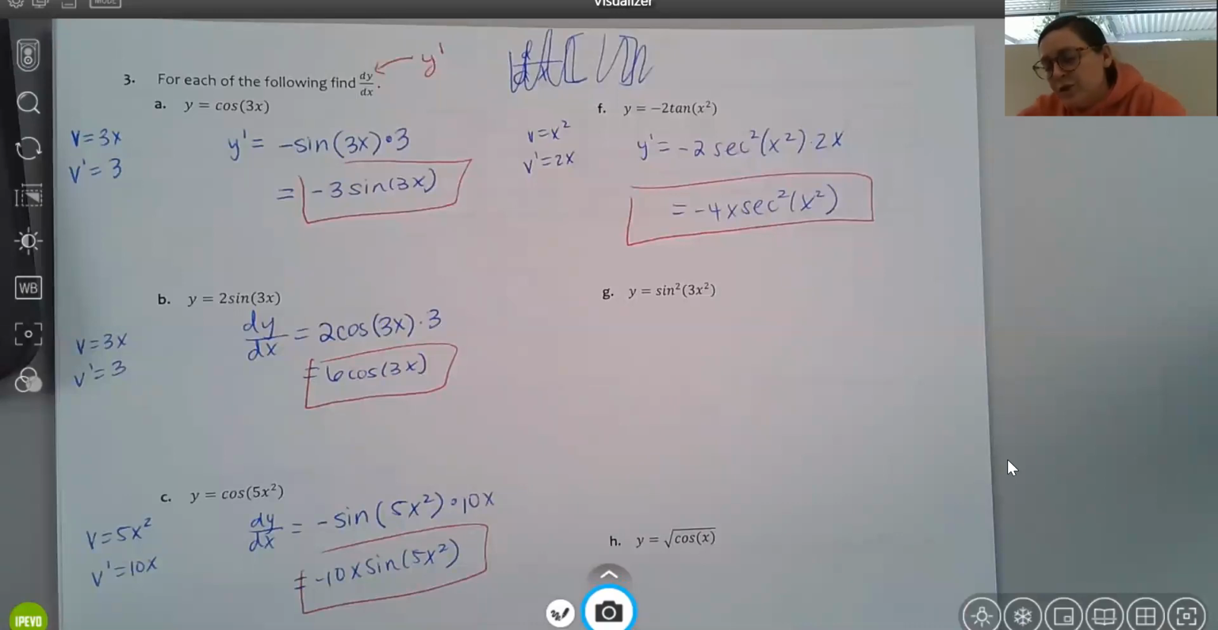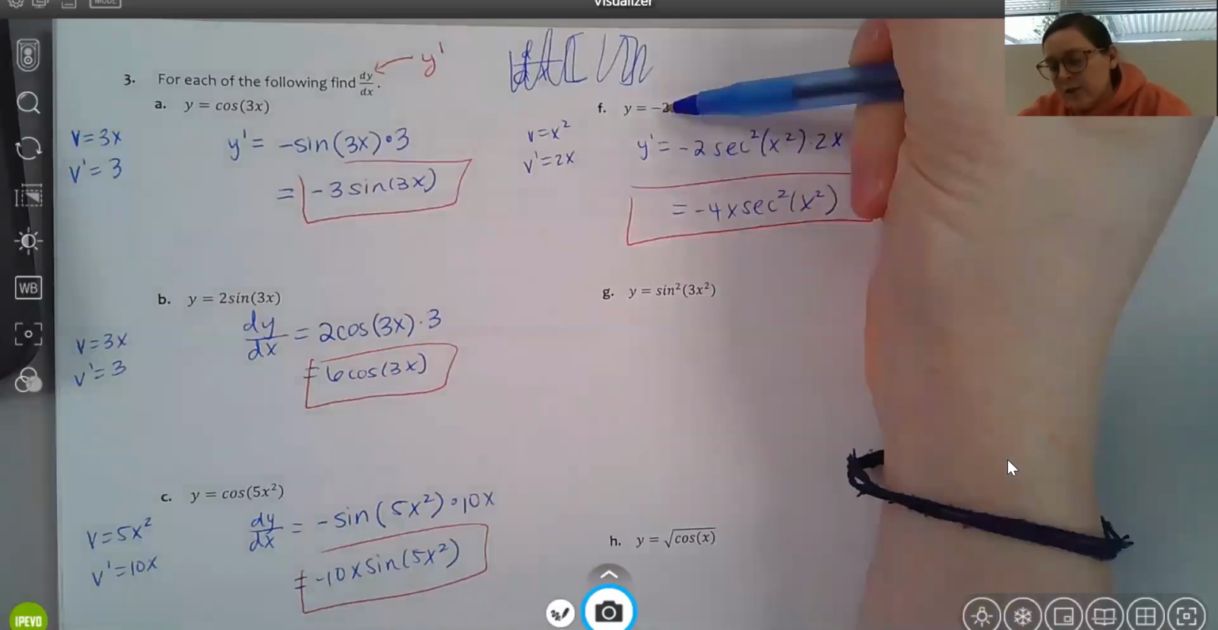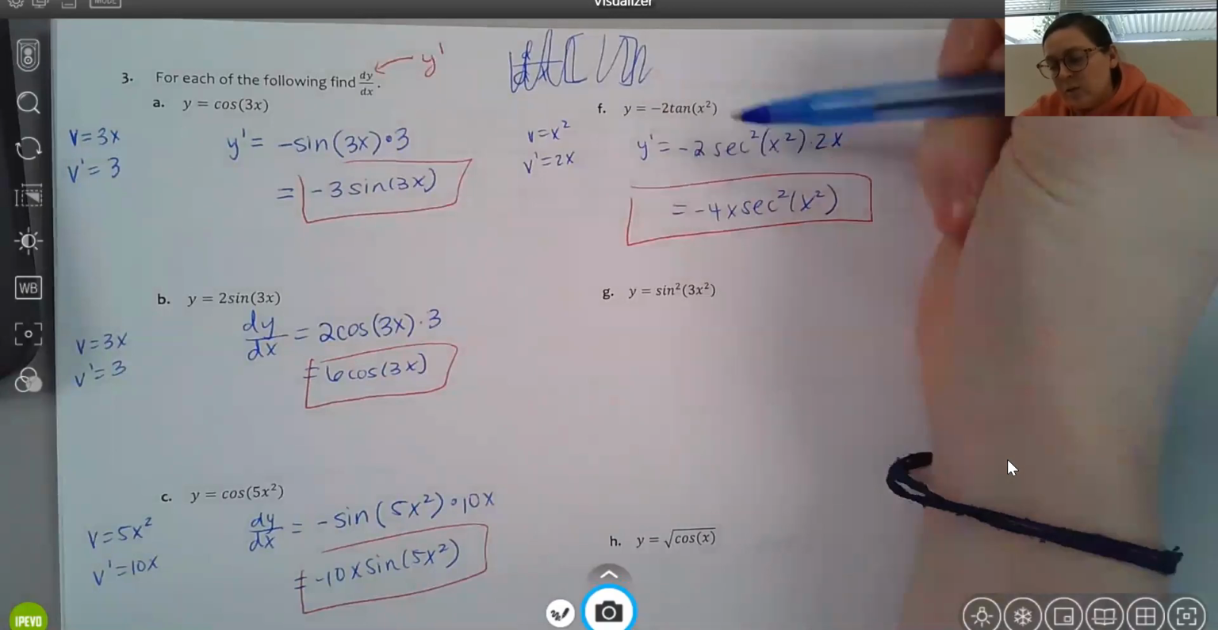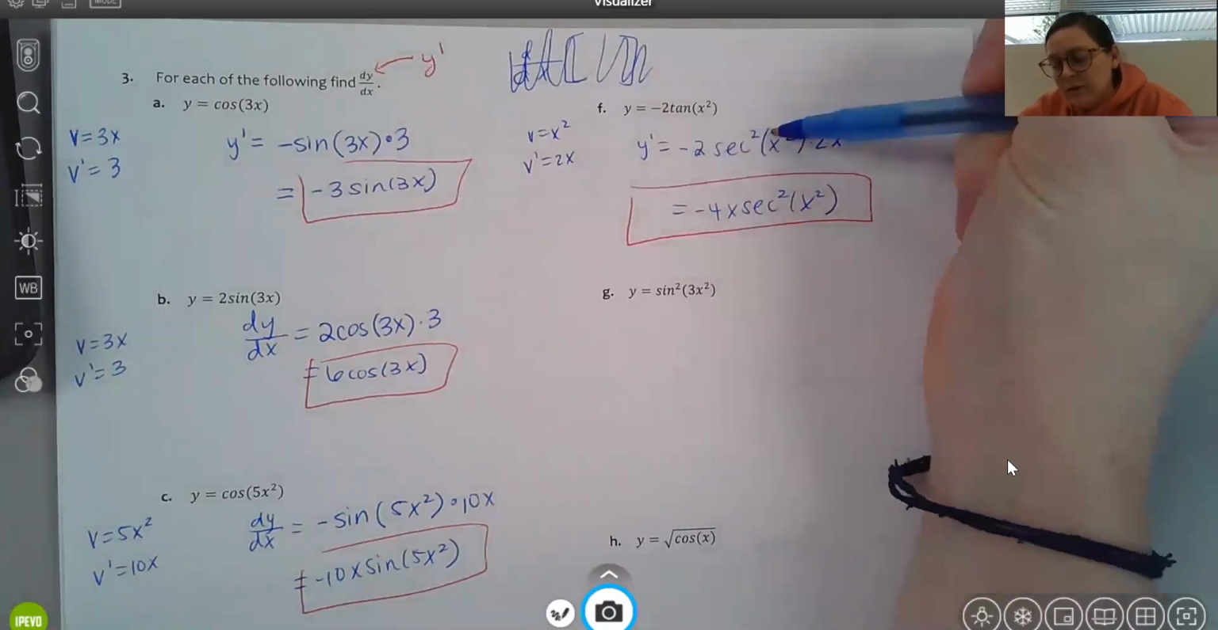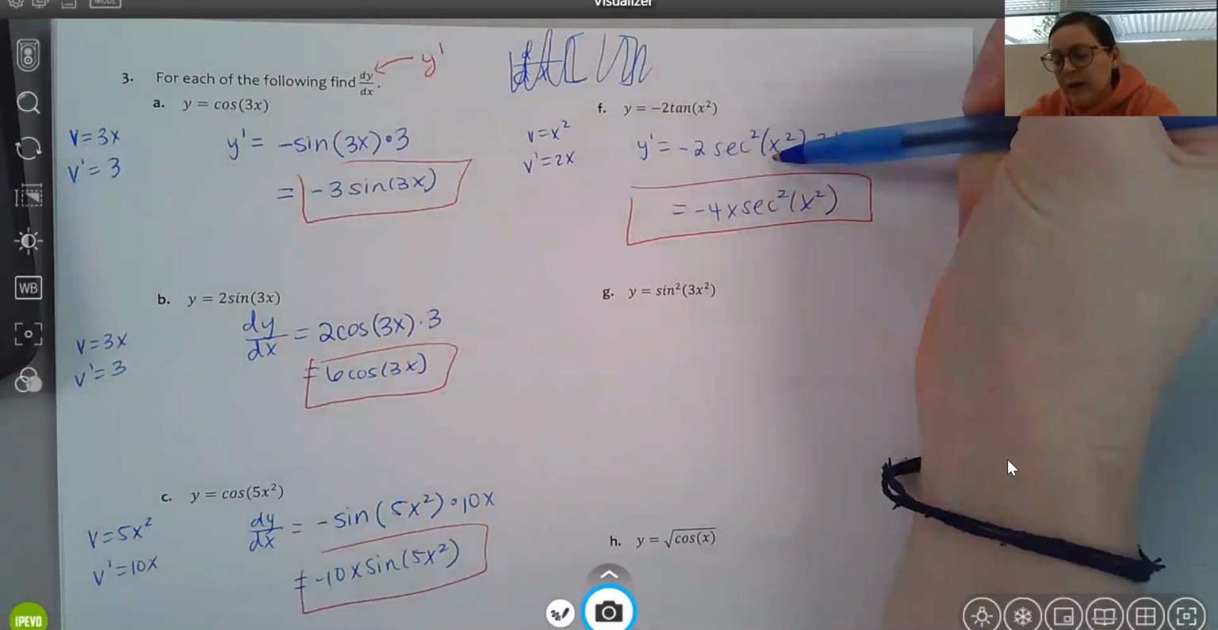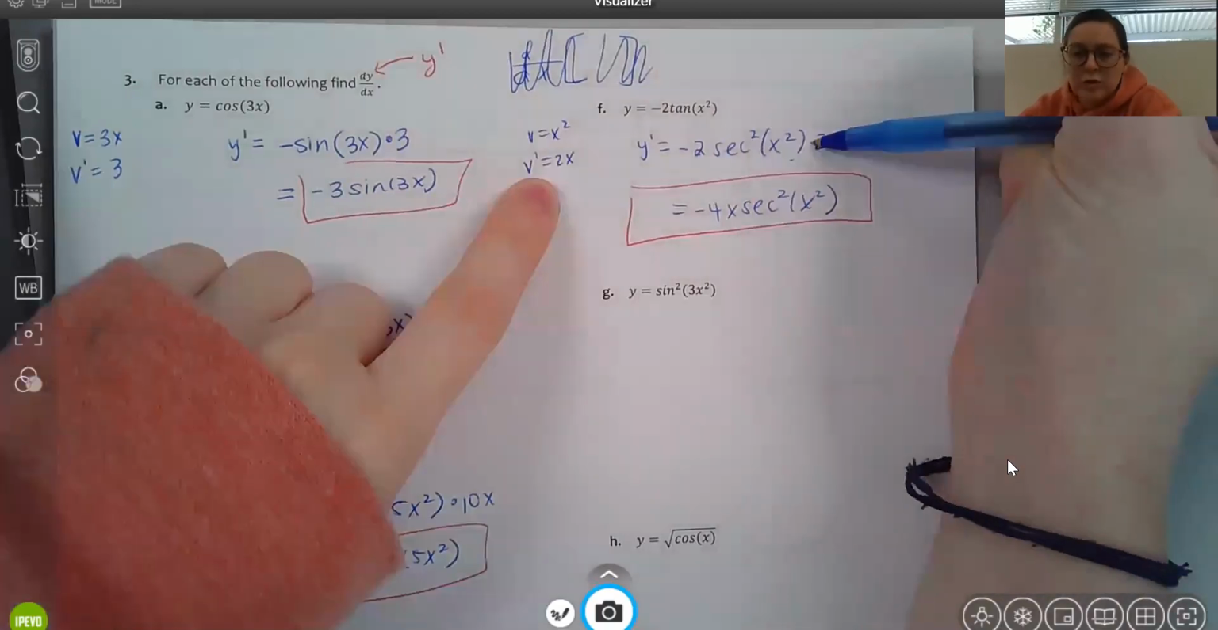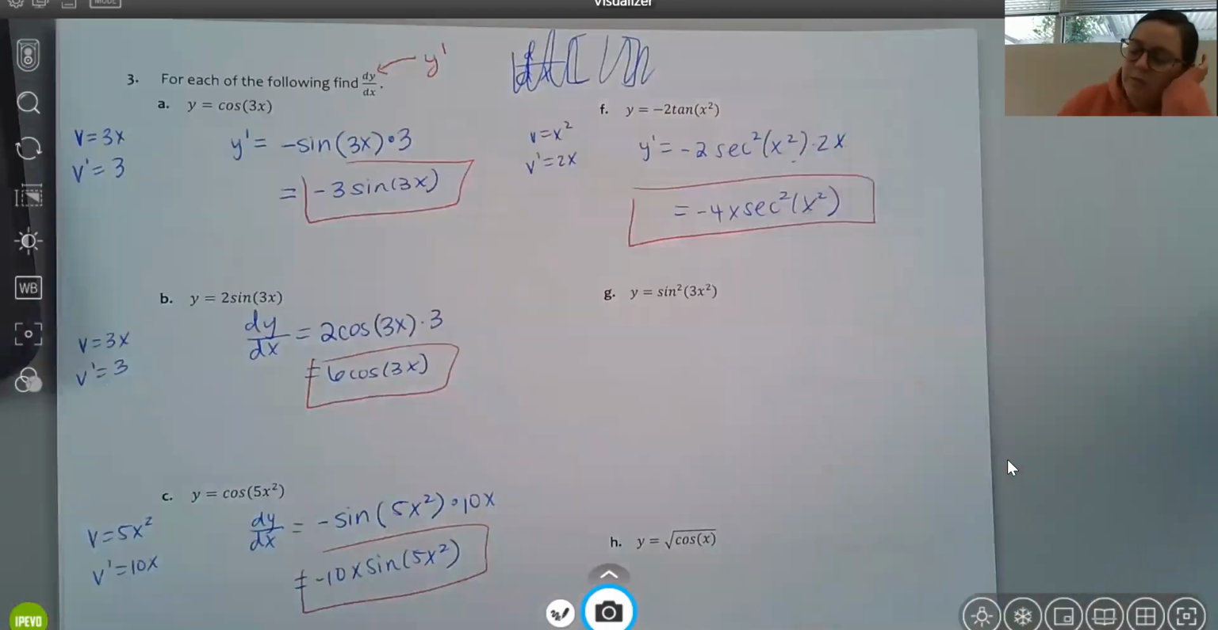Here, -2, just a coefficient, so it stays there. Derivative of tangent is secant squared. Leave the inside alone, so secant squared of x squared, and then multiply by derivative of the inside. Derivative of x squared is 2x, and then I just multiplied the 2 and the -2 together.